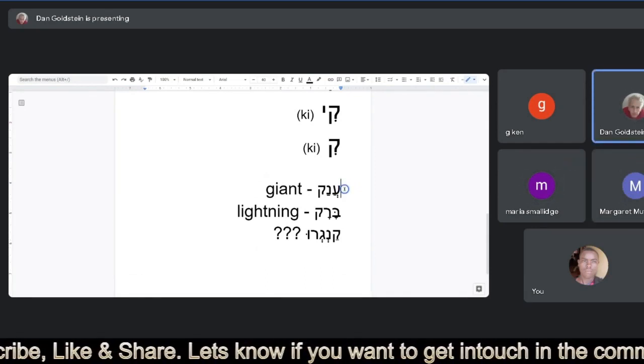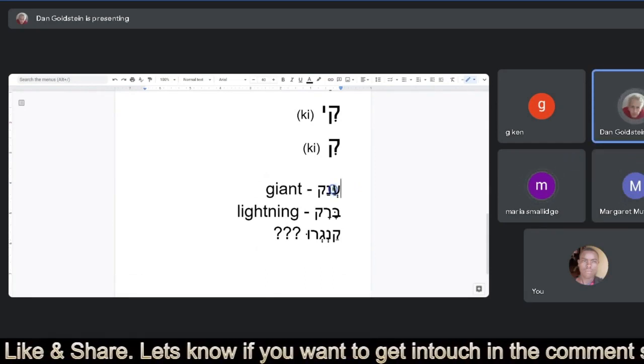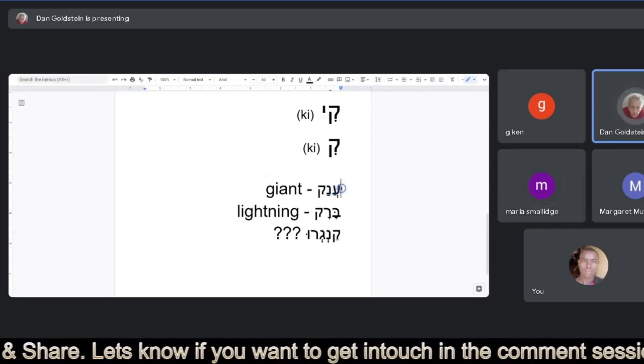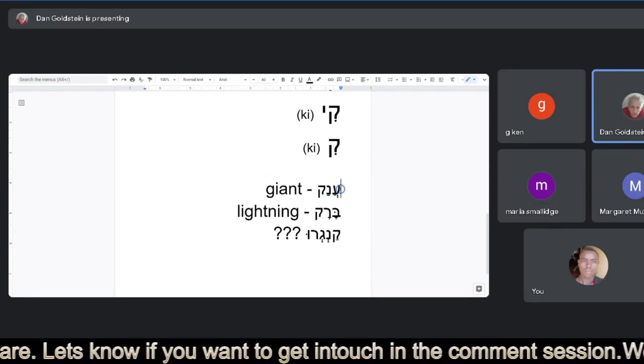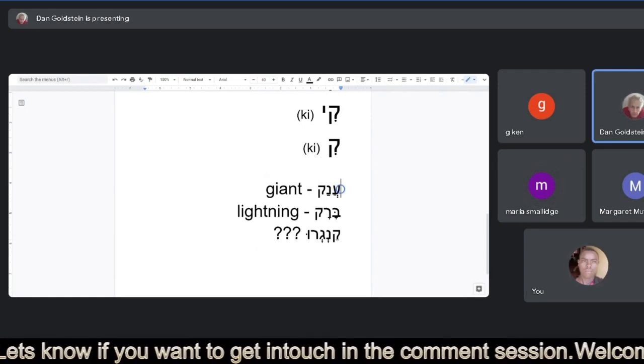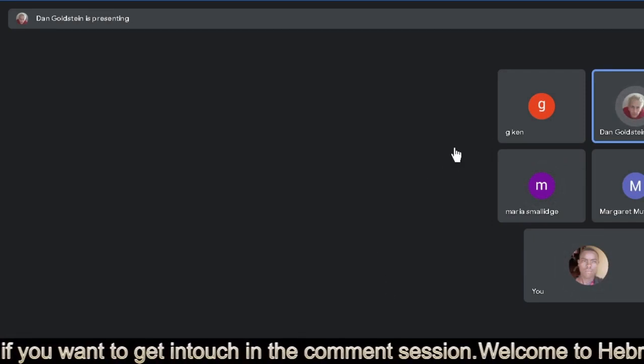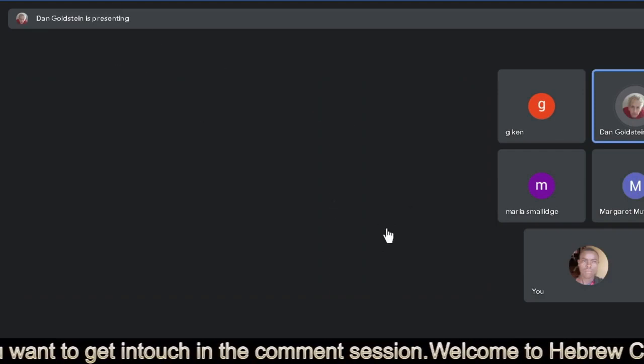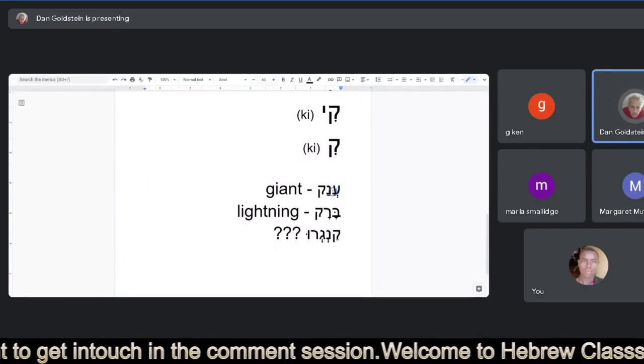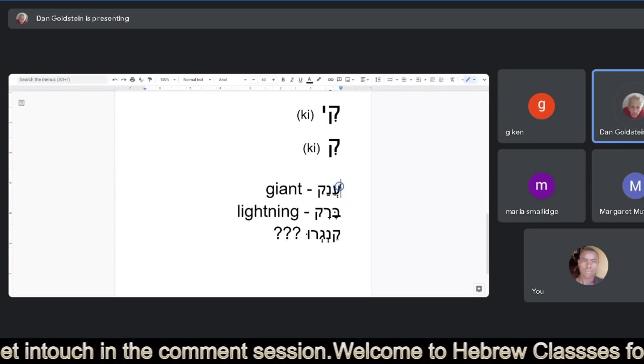So this first letter is the ayin, which is silent. And maybe that one's coming up in terms of a review as well. So the aleph and the ayin are silent, and we just pronounce the vowel, which is ah.